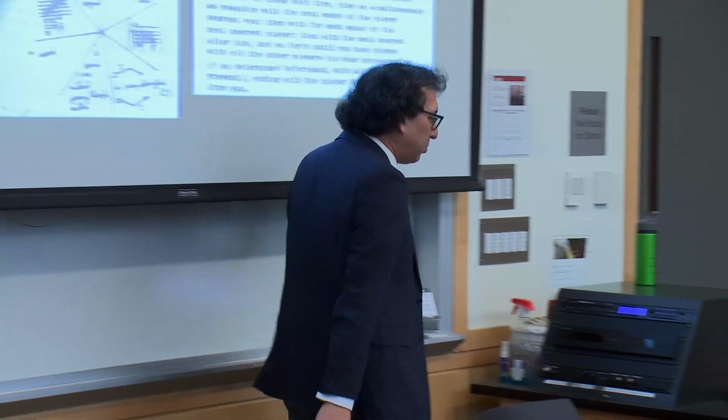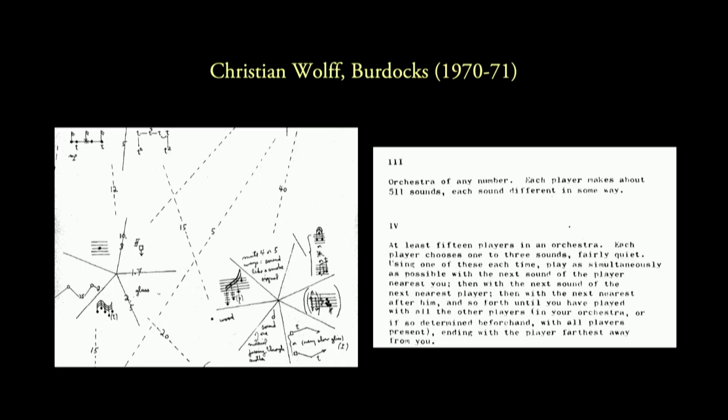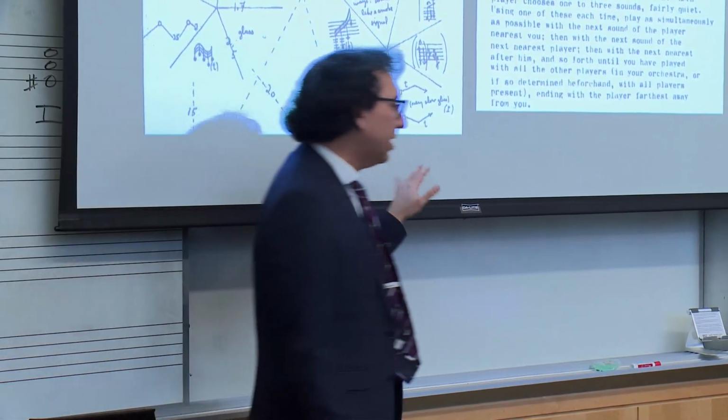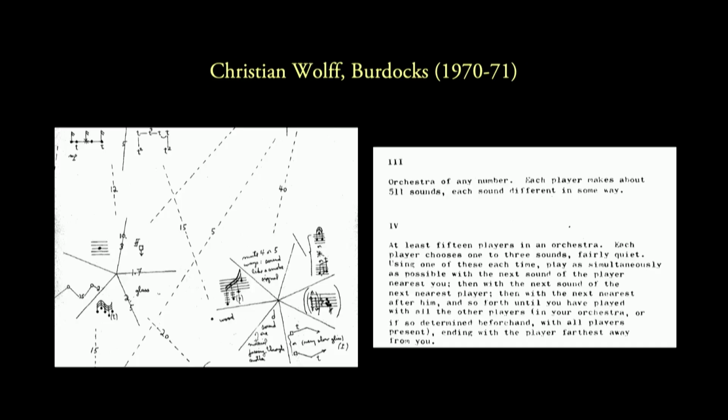Good. So this is one of these weird experimental pieces from the 60s and 70s called Burdocks by a composer who's a Dartmouth professor of philosophy, actually, Christian Wolff, friend of John Cage's. And this is a typical thing. It's in a whole bunch of movements. But very famously for me is the opposite of equal, the instructions for number 3. Each player is to make about 511 sounds, each sound different in some way.